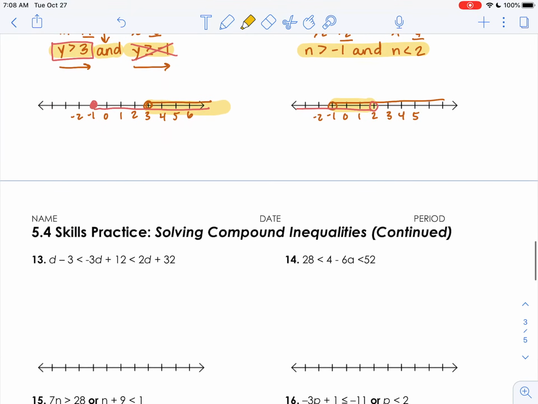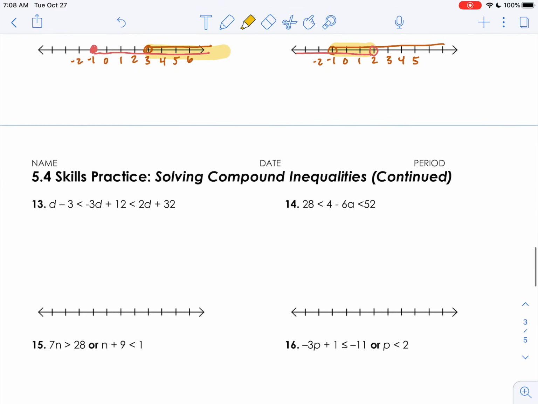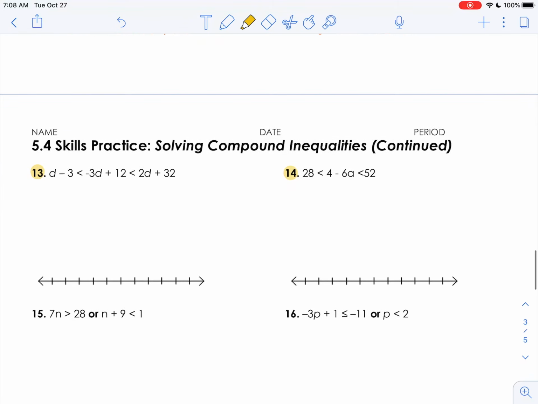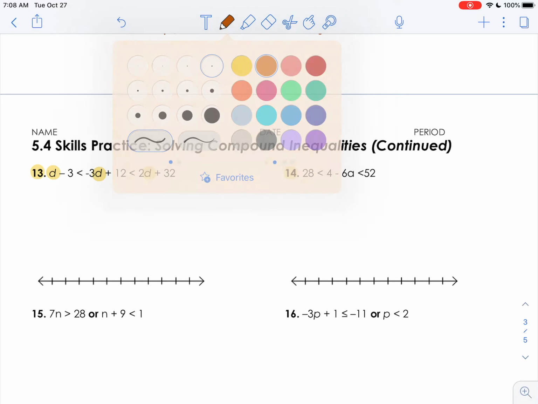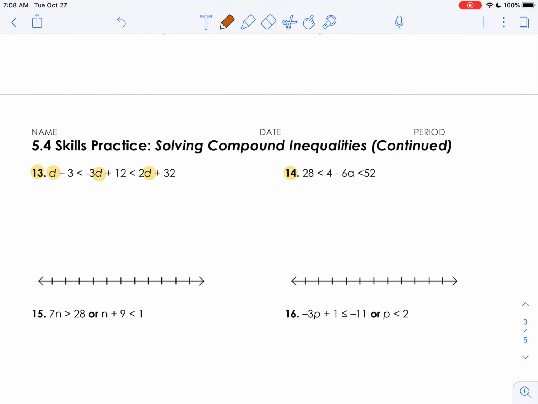Next, we're going to move on to 13 and 14. These are the final two and inequalities on the skills practice. Number 13, we have d minus 3 is less than -3d plus 12, which is less than 2d plus 32. This one's a little bit different because I have d here, and d here. So my d is not already in the middle. So what you might first try to do is get all the d's together in the middle.